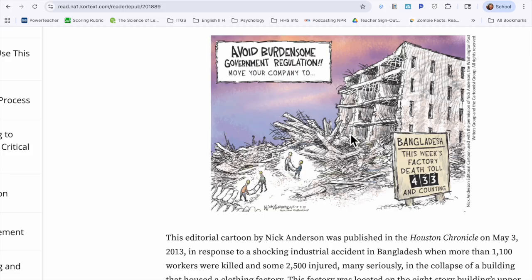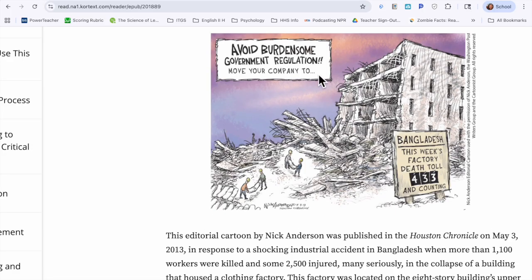So this is bringing a level of pathos or empathy. I don't feel comfortable looking at a destroyed building. I definitely wouldn't want to work there. The implication is that government regulation is not important, and you should come here where there are only 433 deaths and counting in a week.